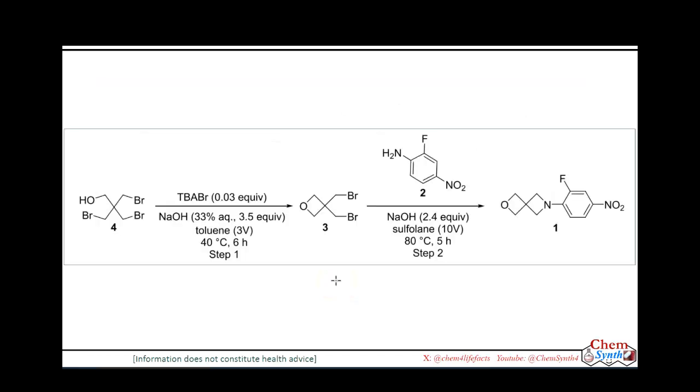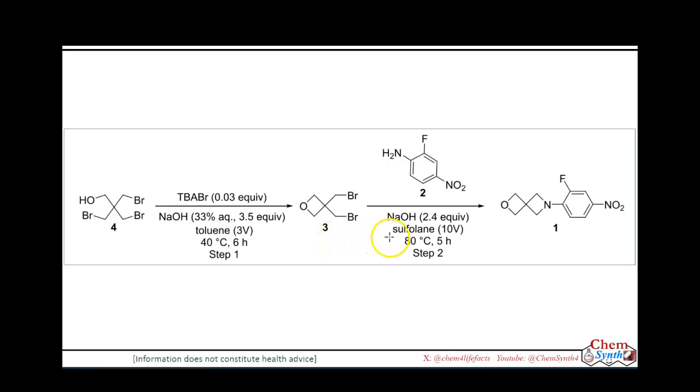So let's see the final scheme. Here from compound 4, when treated with sodium hydroxide, 3.5 equivalents, in presence of a catalytic amount of tetrabutylammonium bromide in toluene solvent under heating condition at 40 degrees Celsius for 6 hours, leads to the formation of this bis bromomethyl oxetane, and next this fluoronitro substituted aniline was used to couple with this compound 3.